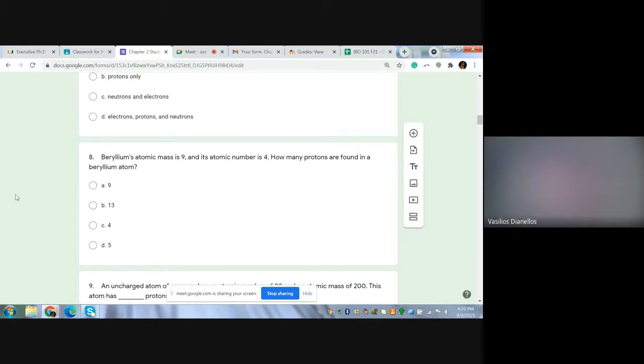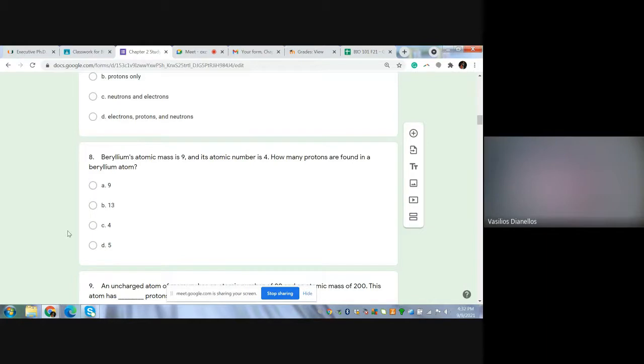I like this. This is tricky. Even I screw this up when I'm grading sometimes. I'm not as much now because I'm getting used to it. But beryllium's atomic mass is 9. Its atomic number is 4. How many protons are found in the beryllium atom? The way they worded this, it's tricky.